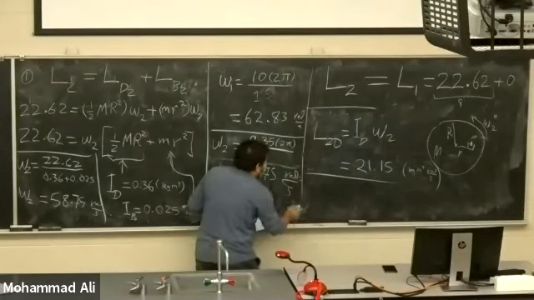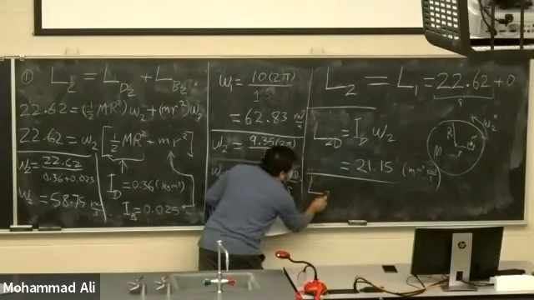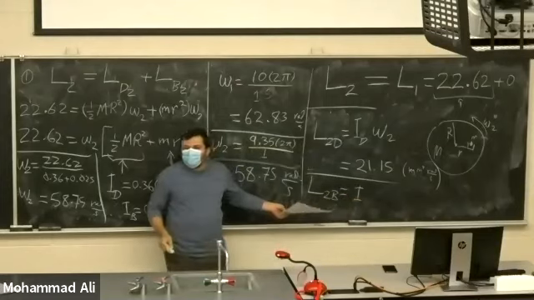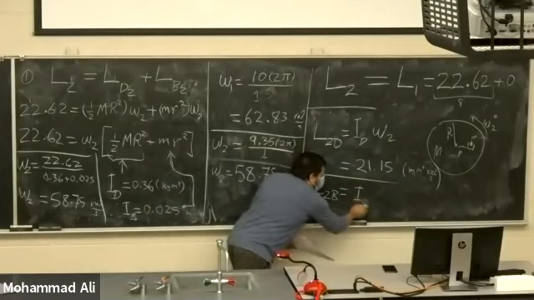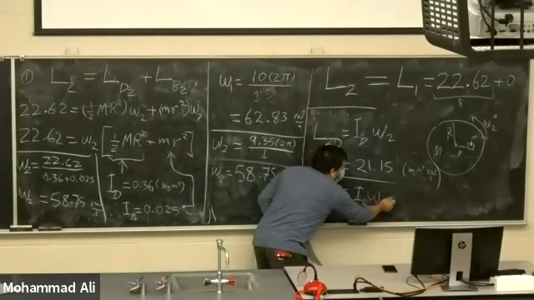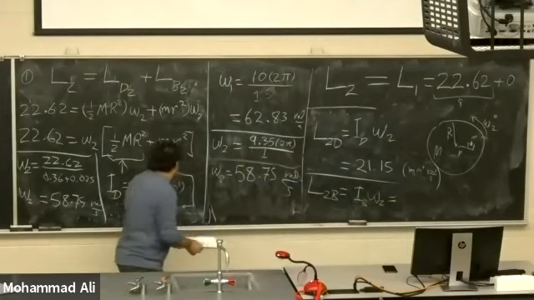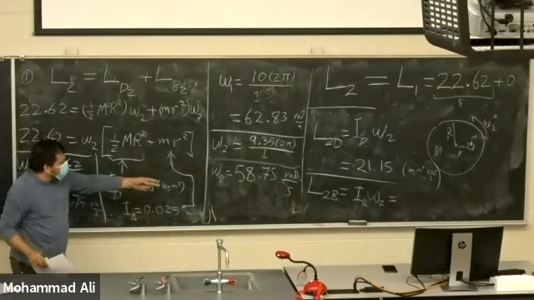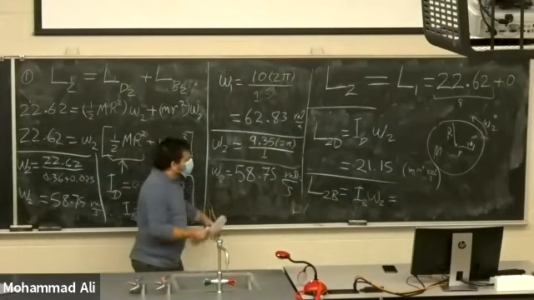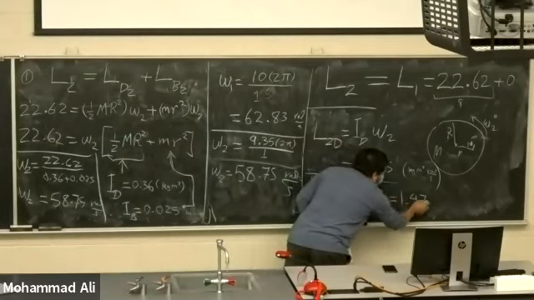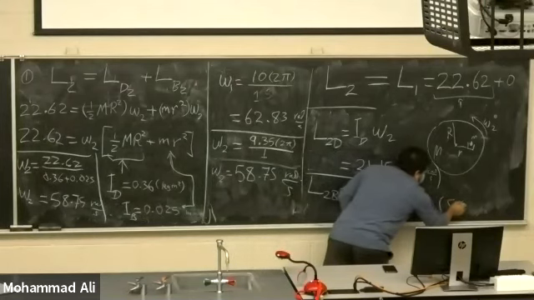Now, we need to compute the angular momentum for the ball. It is equal to the moment of inertia for the ball multiplied by the same omega, which is omega 2. The moment of inertia is 0.255 per thousand, and the omega is given. This will give us 1.47 something, the unit.